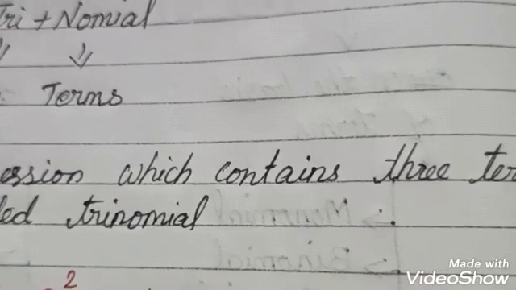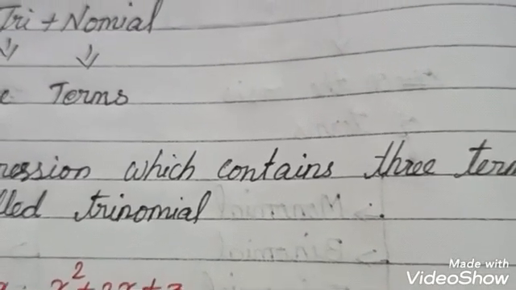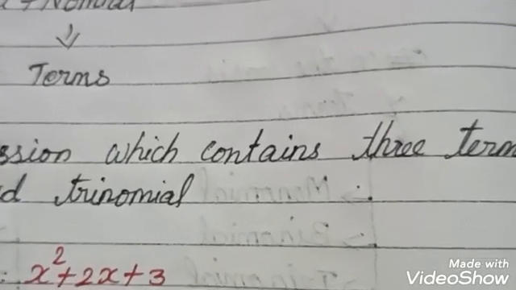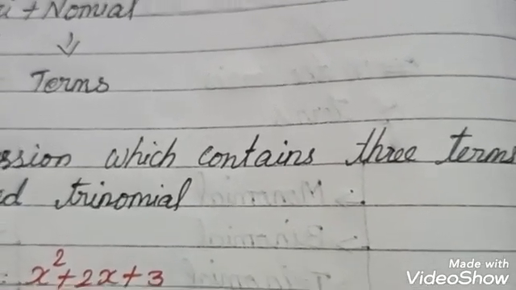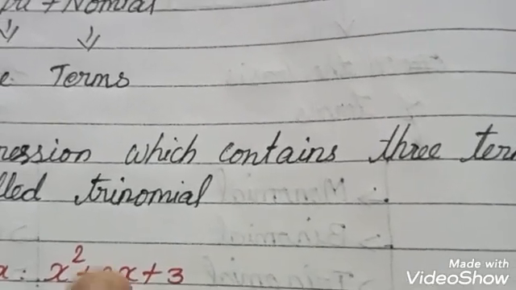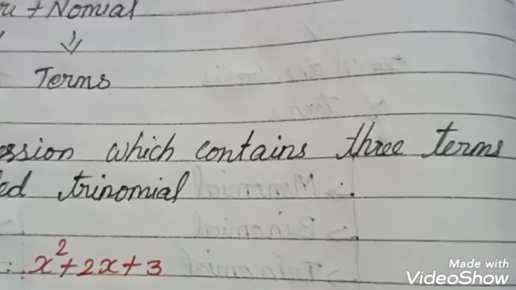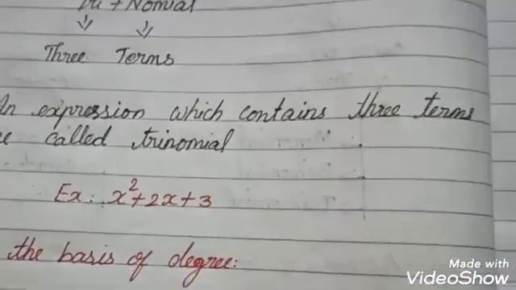Here you see x square is one term, 2x is another term, and 3x is another term. So it can be split by plus. So 1, 2, 3, three terms are present in this expression. So we take it as a trinomial.